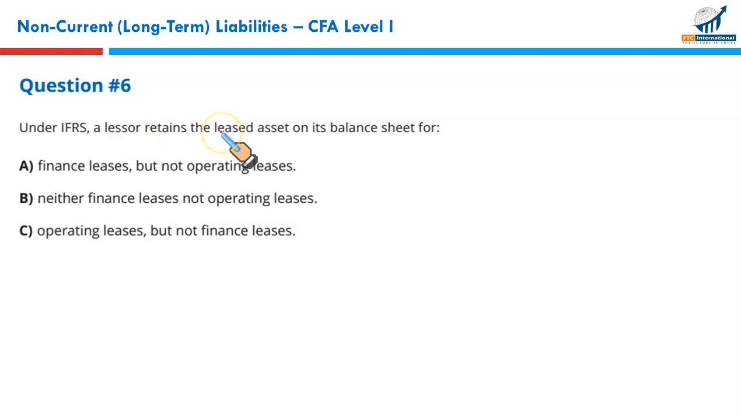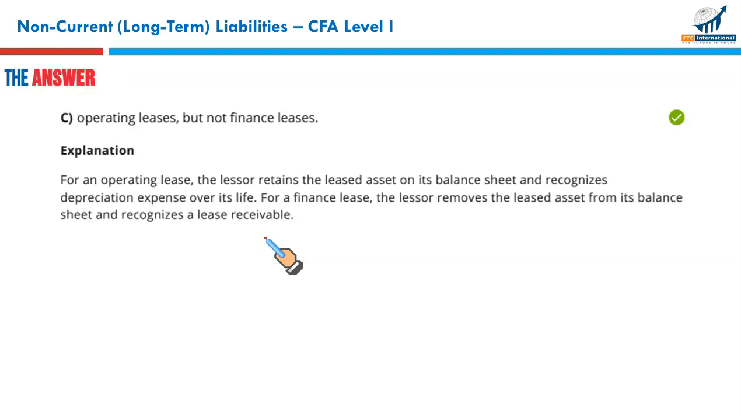But under finance lease, under IFRS, the lessor removes that property from his book. So under IFRS, the lessor retains the lease asset on its balance sheet under what? Under operating leases, yes. But under finance lease, he will have to get rid of the asset from his books because under finance lease, it is assumed that the control has shifted from lessor to the lessee. So that makes C to be the correct option. Now we know the reason.